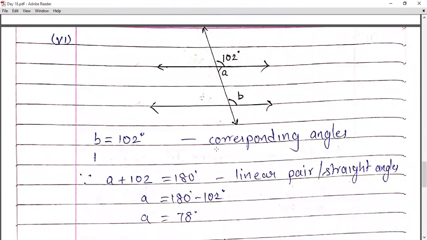Part 6, B and 102 degree. These both are corresponding angles. Hence, B is equal to 102 degree.